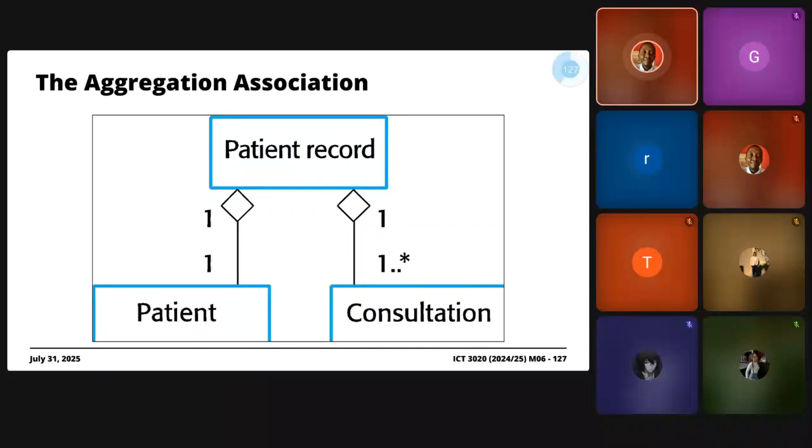One, it's a notation that is being used. For aggregation, you're using a hollowed out diamond symbol, right? Where the diamond itself, like this shape here, is going to be on the container, on the whole. And the line is going to be on the class that is a part of the container object. So in this particular case, the patient is part of the patient record, and consultation is part of the patient record.